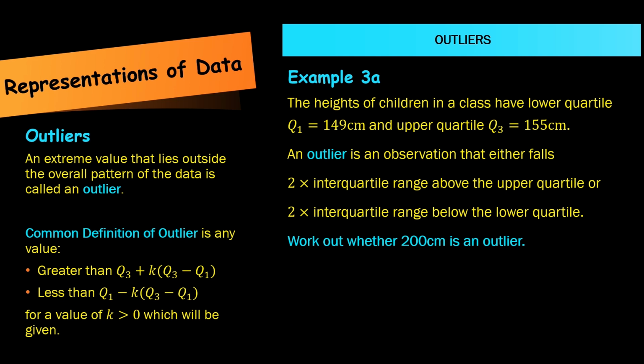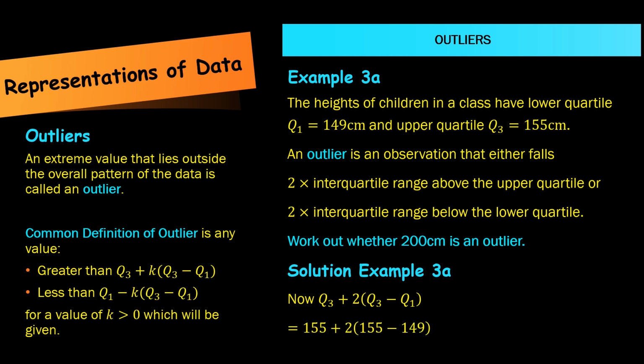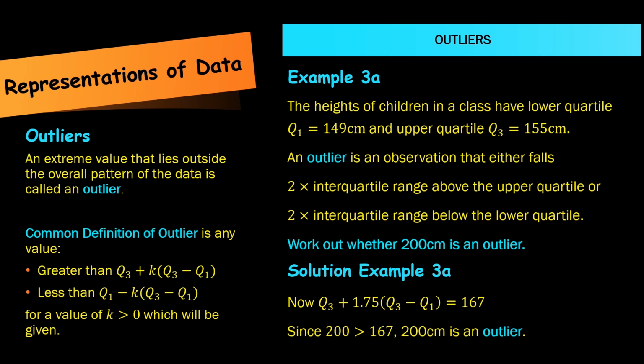So, let's ask ourselves, is 200 centimeters an outlier? Again, let's input the values into our expression, this time replacing k by 2. And plugging in all the values as before gives us that this expression, or the upper critical value, is 167. Now 200 is greater than 167. Therefore, 200 centimeters is an outlier.